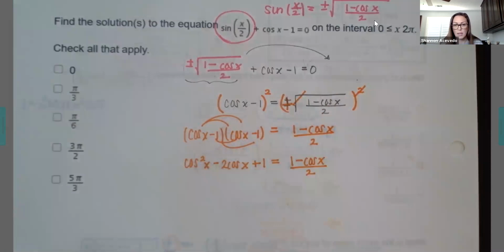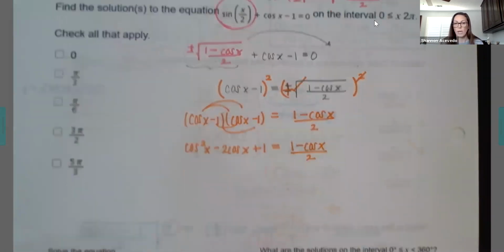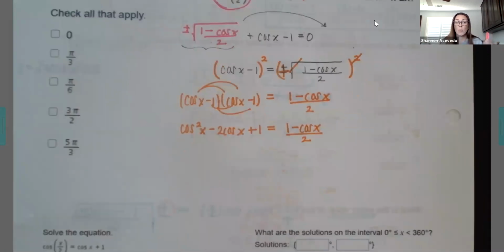Okay, you guys with me? I know this is a lot. Okay, I don't like fractions either. So I worked to get rid of the radical because that was hard to work with. The other thing that makes this hard to work with is this fraction, this 2.